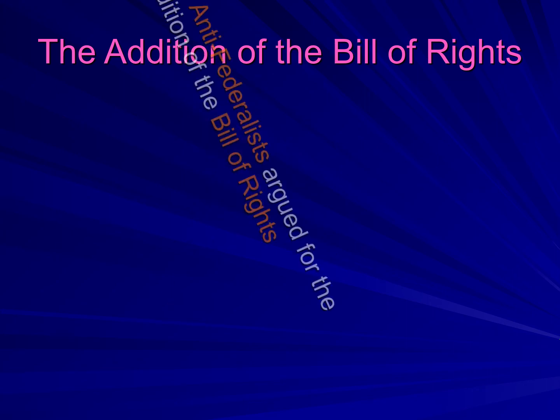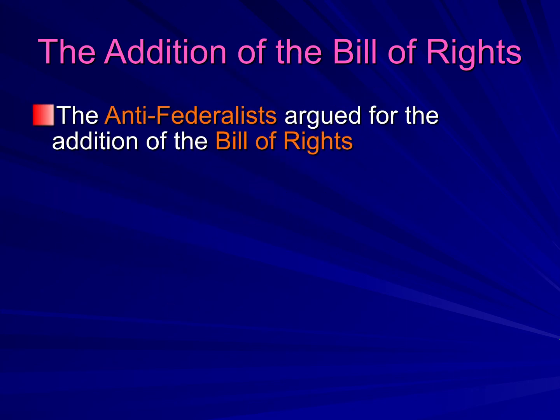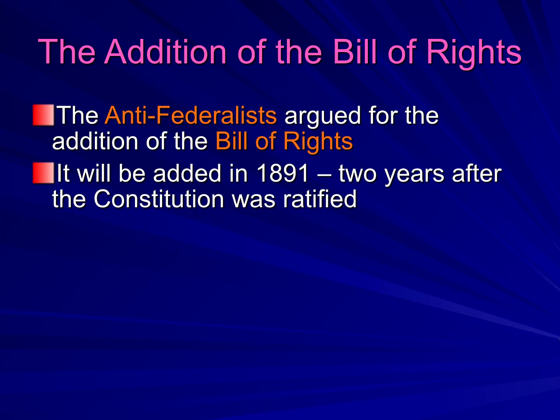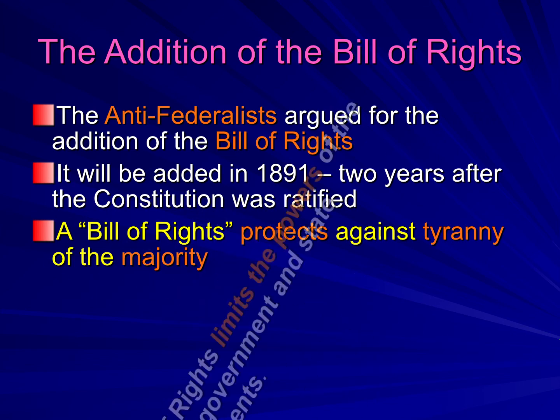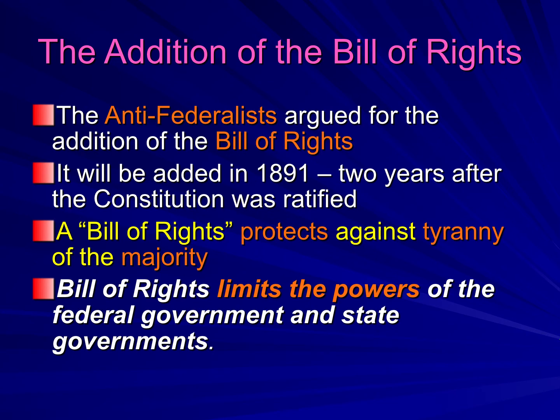Addition of the Bill of Rights. The Anti-Federalists argued that there needed to be a Bill of Rights. It would be added in 1789, two years after the Constitution was ratified. The Bill of Rights, which is the first 10 amendments, protects rights against the tyranny of the majority. In Federalist 51, they say that they will add a Bill of Rights. The Bill of Rights limits the powers of the federal government and state governments.